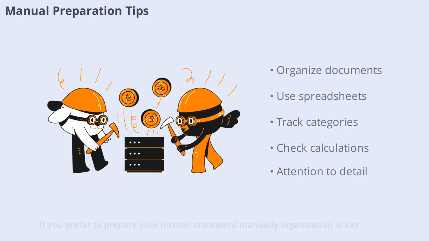If you prefer to prepare your income statement manually, organization is key. Start by gathering all your financial documents such as sales records, invoices, and receipts. Use spreadsheets to track each category and perform calculations. Double-check your math and ensure every item is accounted for. Manual preparation gives you a deeper understanding of your finances, but it requires careful attention to detail.